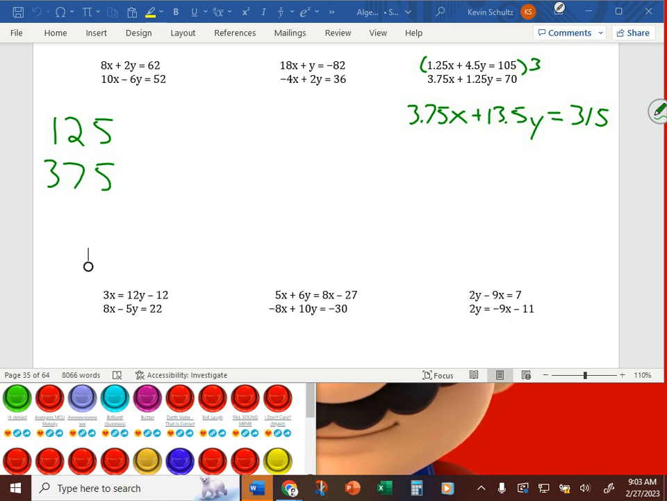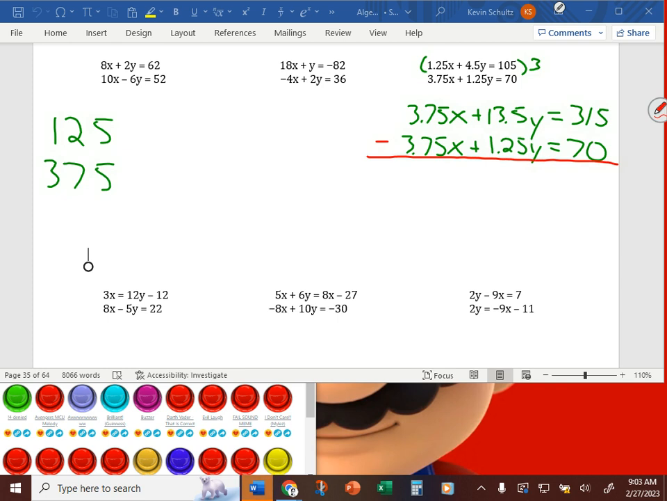Okay? The bottom equation, we don't have to touch because we already have our matching coefficient for x. So 3.75x plus 1.25y equals 70. And now what are we going to be doing here? What operation is going to make a positive 3.75 cancel out with a positive 3.75? Subtraction. The signs are the same, so we're going to be subtracting.